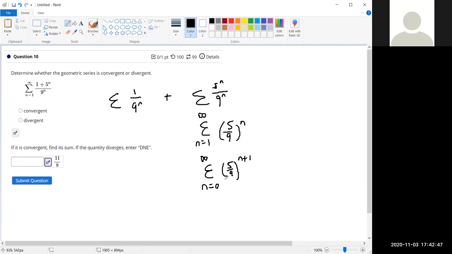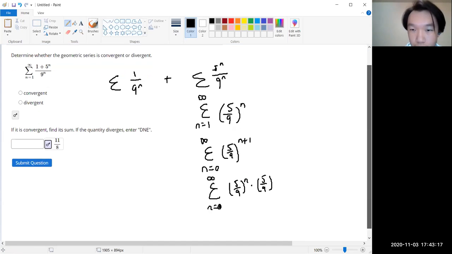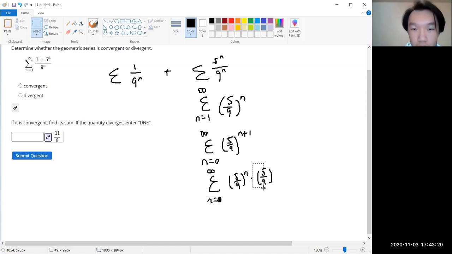Okay. And then when the index starts at 0, we just want to have an n as the exponent. So let me just split this up. This is 0 to infinity. And then this would be 5 over 9 to the nth power times 5 over 9 to the first power, right? Oh, yeah. I see. And then I can just consider this as the coefficient in the front. So that would be your a.